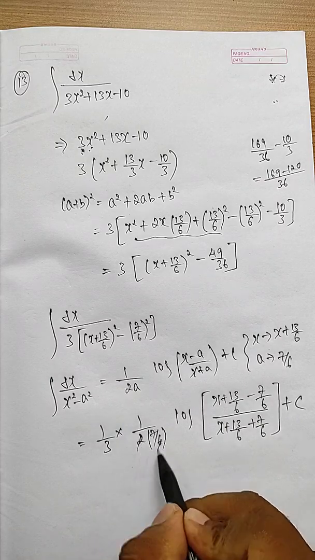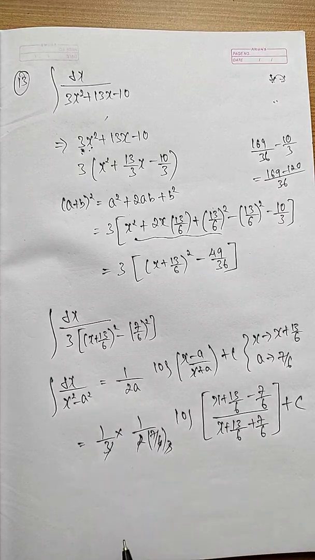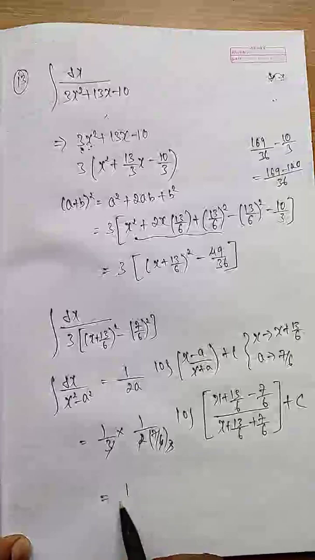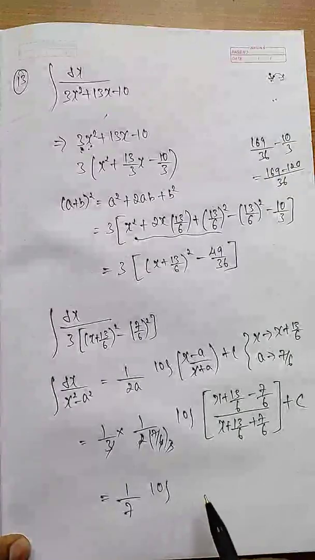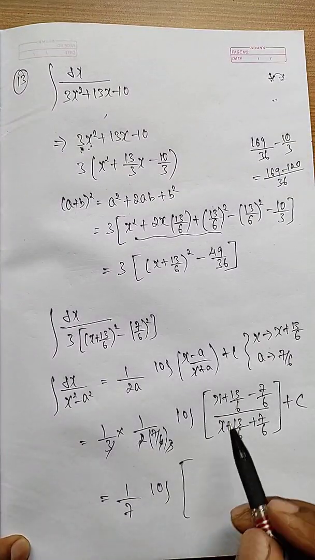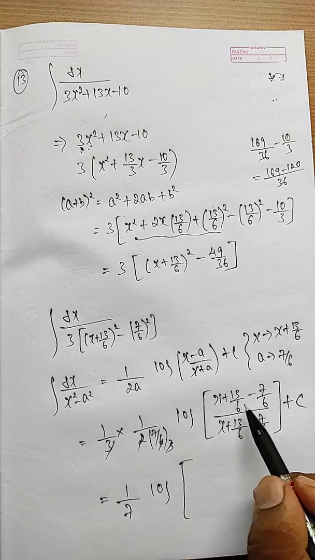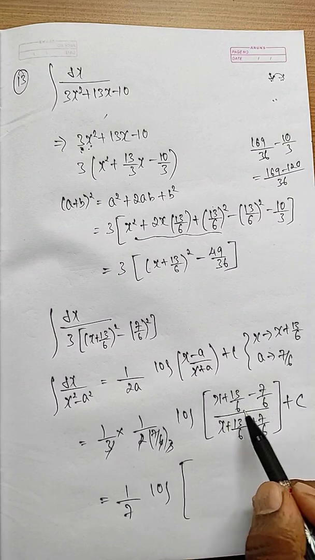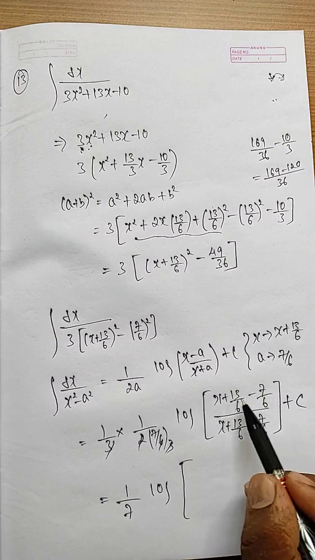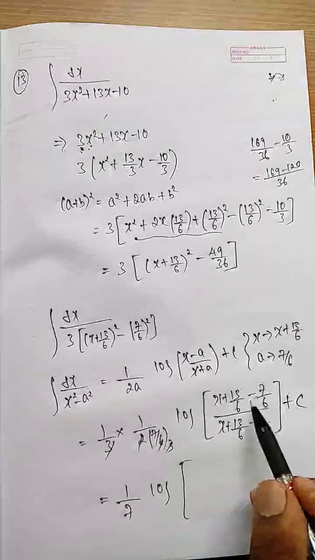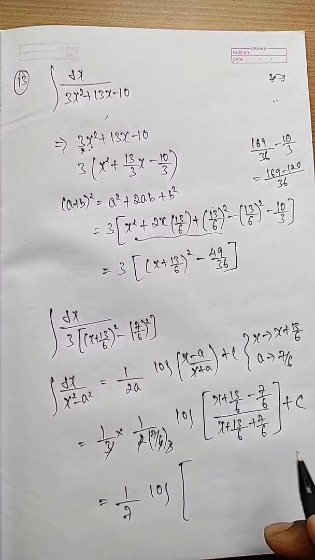Here 2 threes are 6, and the 3 and 3 cancel. So what are we left with? We are left with 1 by 7 log of 13 by 6 minus 7 by 6. What is 13 by 6 minus 7 by 6? Here the denominator is the same, so subtract the numerators. 13 minus 7 is 6.